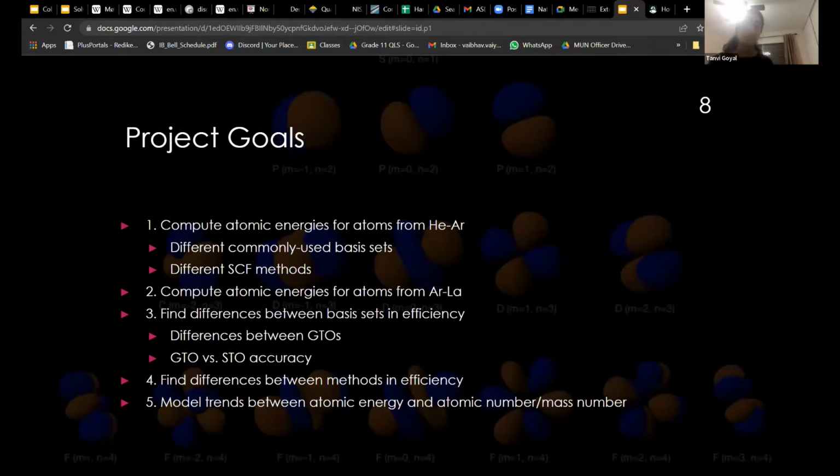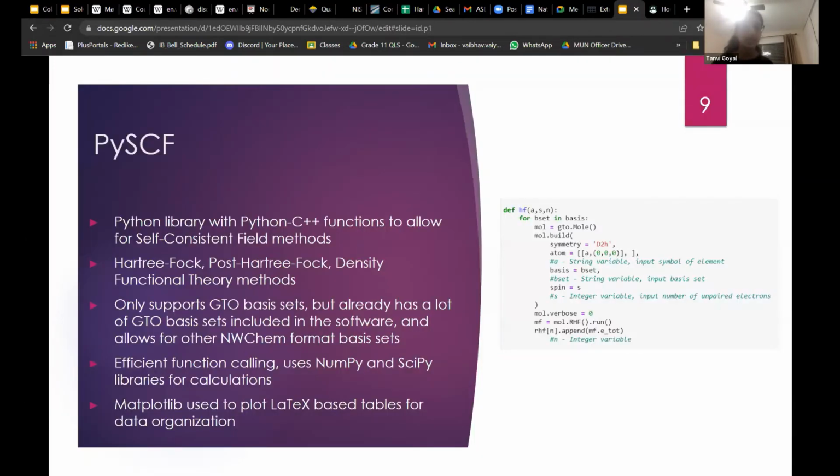Our third goal was to find differences between basis sets in efficiency. So we wanted to find the difference between GTOs, and we wanted to compare the accuracy of GTO and STO. Then our fourth goal was to find the differences between methods in efficiency. And our fifth goal was to model trends between atomic energy and atomic number or mass number. And now handing it over to Vaibhav to present our findings.